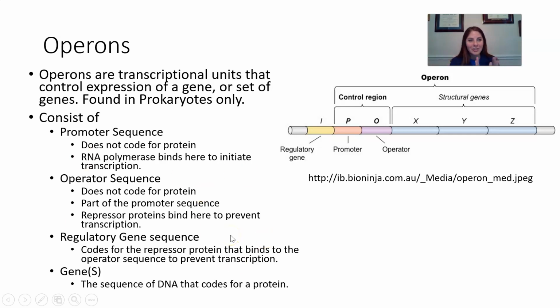And then once you pass that region, or this little control region, and transcription actually does start to occur, you have the genes that are actually going to be transcribed. And that is what's actually going to code for a protein that's going to be expressed.